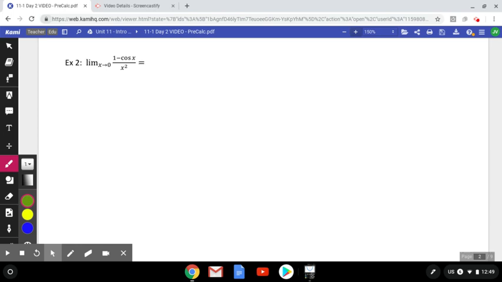In example 2, we're going to use a graphing calculator to help us with the limit as x approaches 0 of this particular function. Now keep in mind when x is exactly 0, we get division by 0, so this function will be undefined when x is exactly equal to 0. Luckily, we're not concerned about what's actually happening when x is equal to 0. We're wondering what's happening when x approaches or gets close to 0.